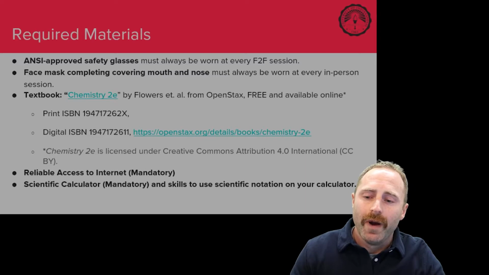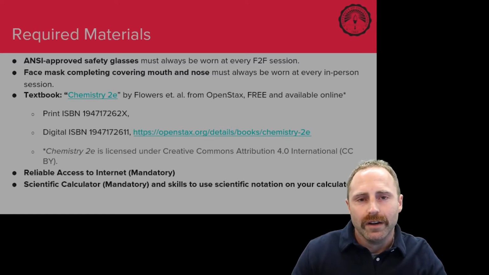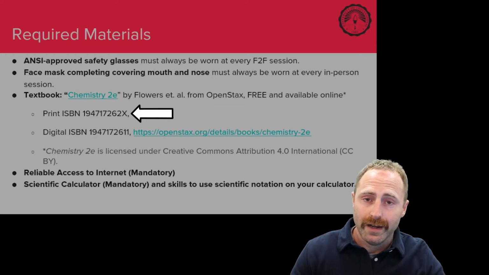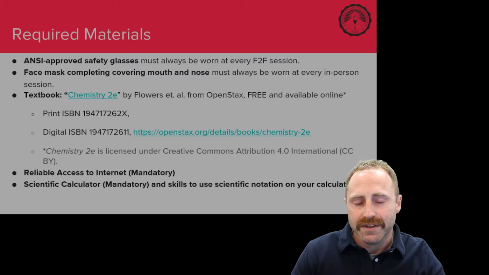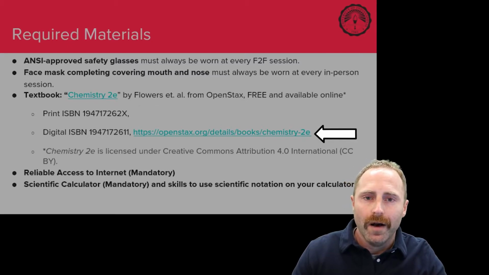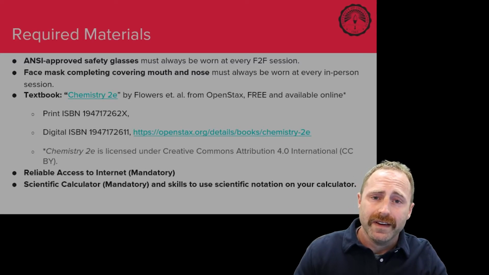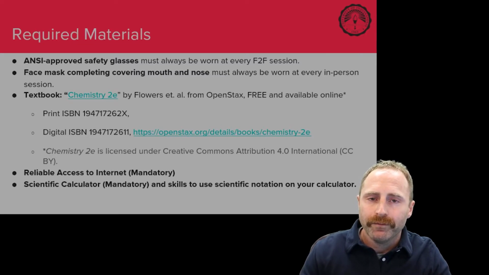There's a textbook that's required. The good news about said textbook is it's free. It's a free online textbook. It's Chemistry 2E, available via OpenStax. And here's the ISBN number. If you wanted to order a hard copy for yourself, there's the digital link as well. But the nice thing about it, like I said, is it's free. It's a fantastic resource for you as a student. You will be required to use it in order to be successful in this course.